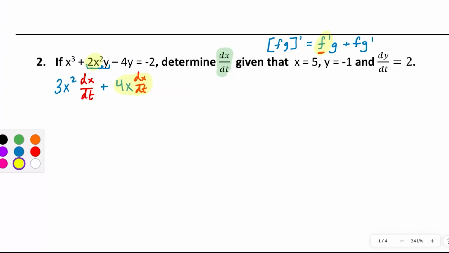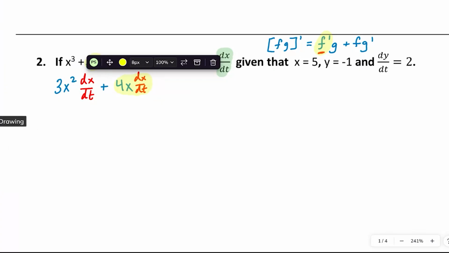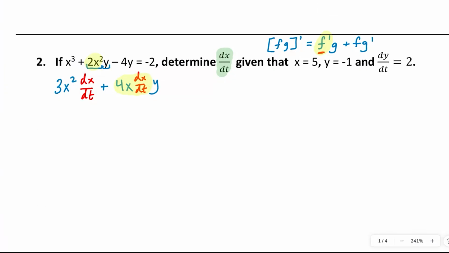Okay, times g, which would be the y. So that's the first part of the product rule. The second part of the product rule would be 2x squared, that's the f, and then times g prime, which would be dy dt. So all of this is the derivative of this term right here.